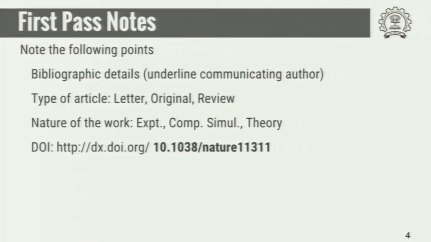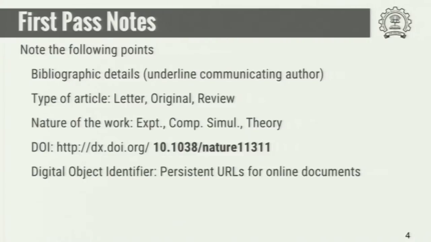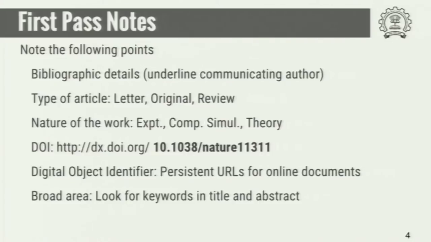You should probably note things like the digital object identifier, DOI, because it's easy to share. This DOI is a unique number for any net document, and you can share it with your co-researchers and co-workers. You should look at the broad area of the work and look for the keywords. What are the keywords? Look in the title and the abstract. And this pass should not take too much time.